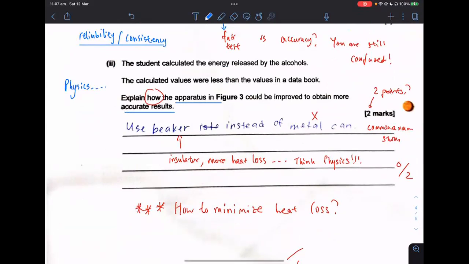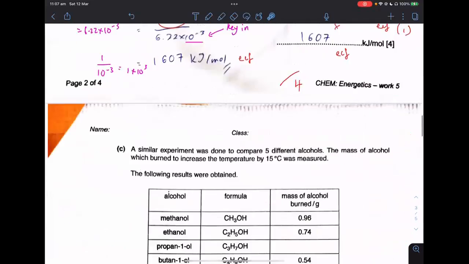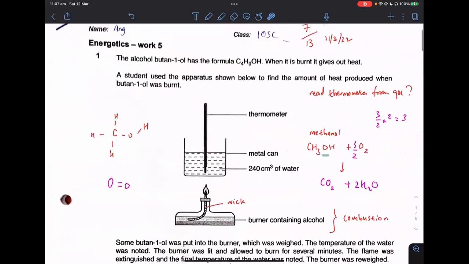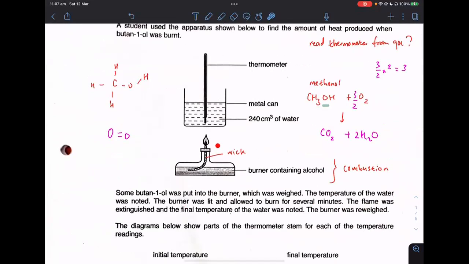Okay, so this one is obtaining more accurate results. Accuracy, okay, accuracy is to do with the apparatus. They say improving the apparatus, okay? You are burning. There are actually more than one way you can improve this, okay?